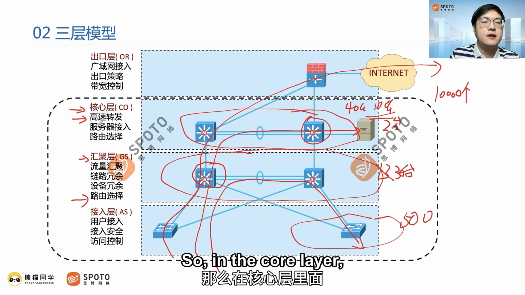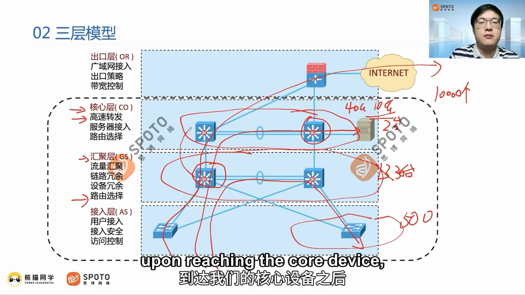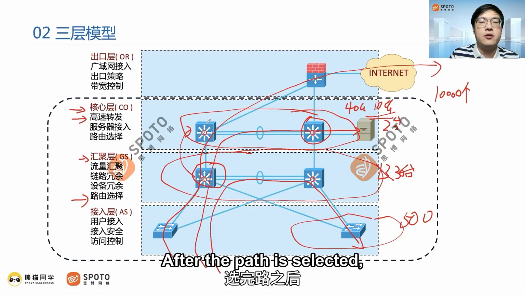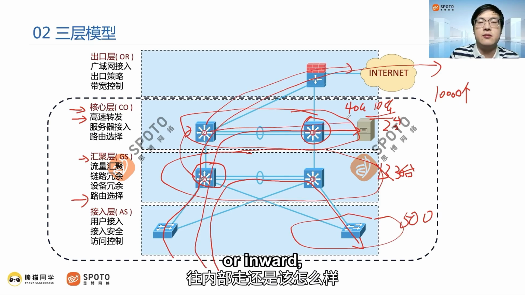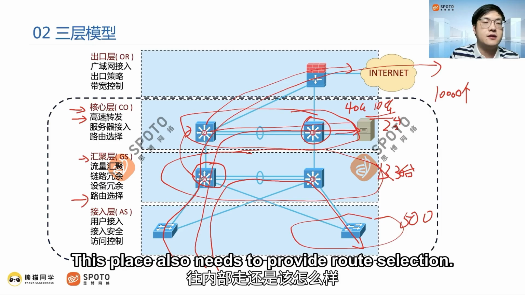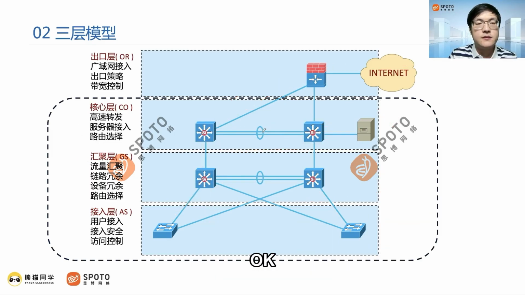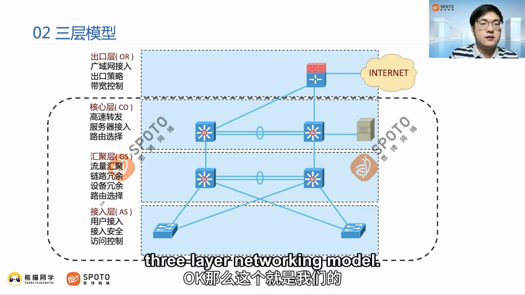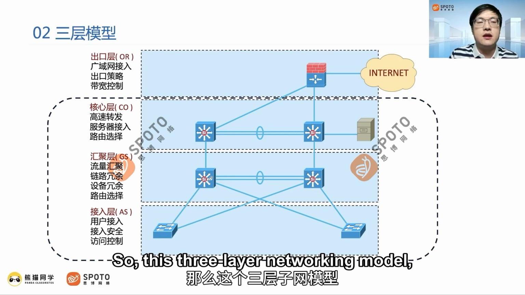So, in the core layer, it provides high speed for our data packets. Upon reaching the core device, they need fast path selection. After the path is selected, should they go outward? Or inward? Or what exactly? This place also needs to provide route selection. Okay. So this is our 3-layer networking model.